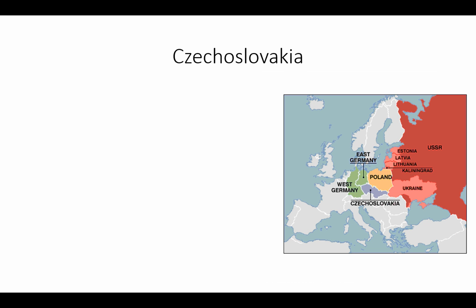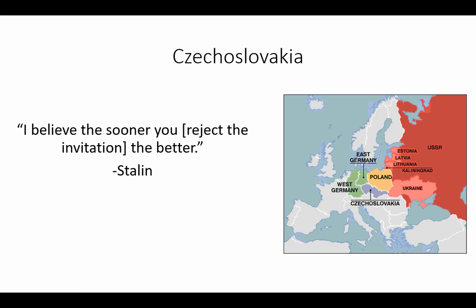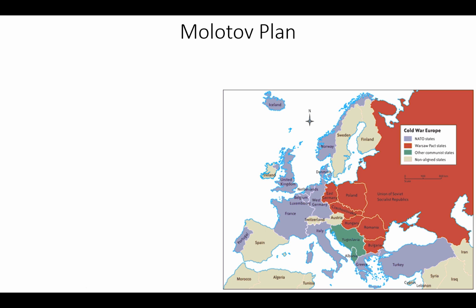Well, Czechoslovakia was thinking about it, right? So here you can see Czechoslovakia, right? They're an Eastern European country at the time. And the leader of Czechoslovakia, they were kind of playing around with the idea. Well, the leader received a phone call from Stalin himself. And he said, I believe the sooner you reject the invitation, the better. Pretty scary words from a man that was not afraid to use his power to do bad things, right?